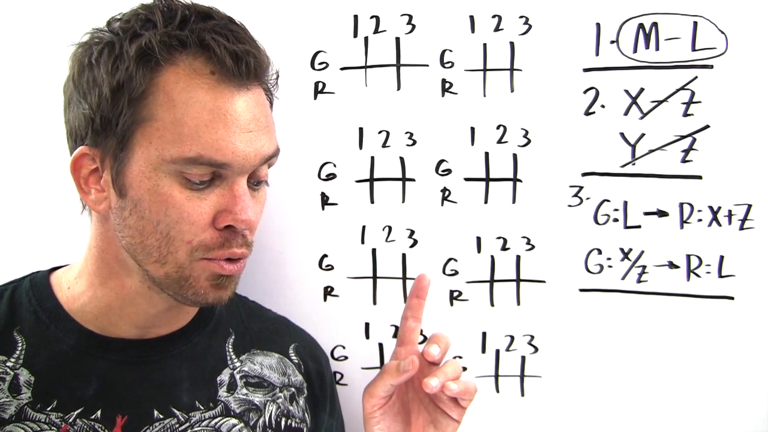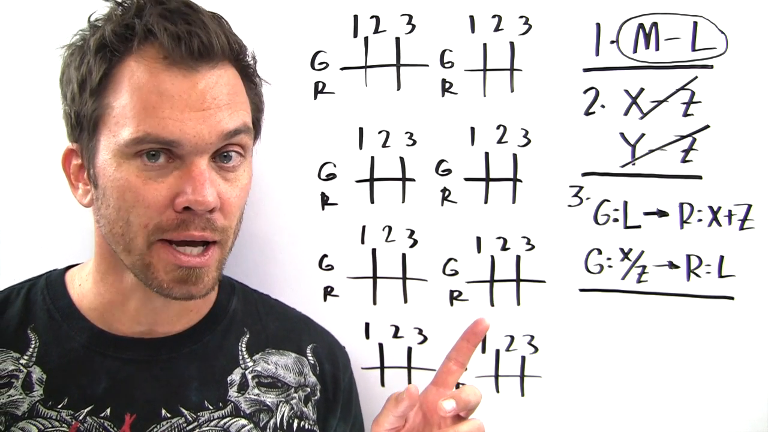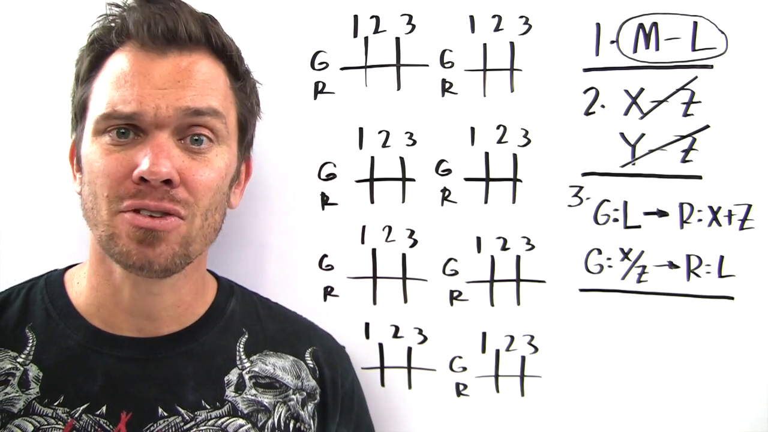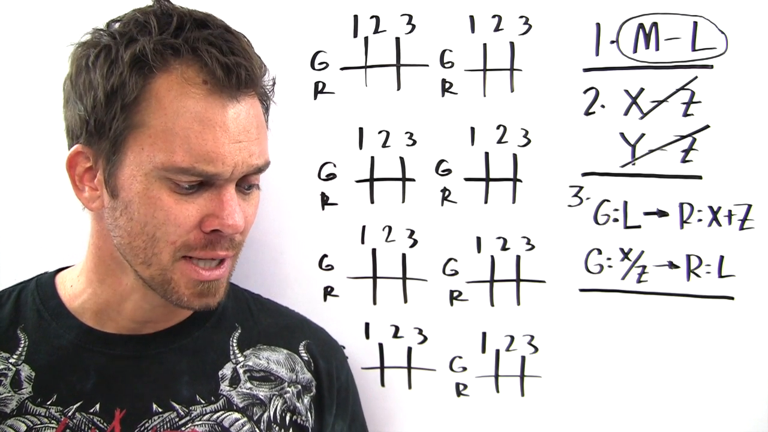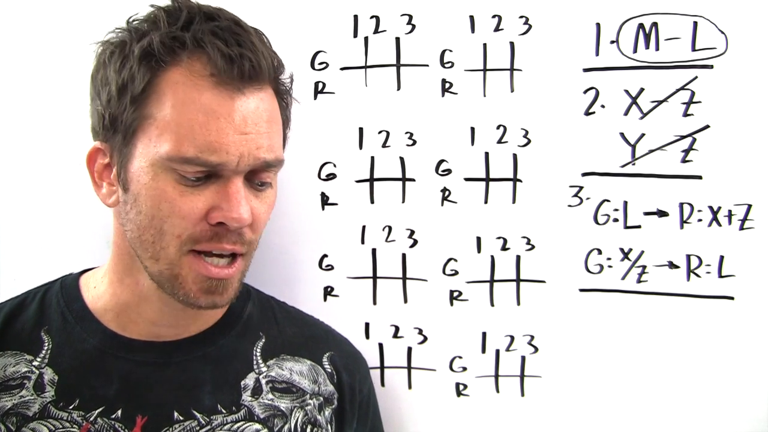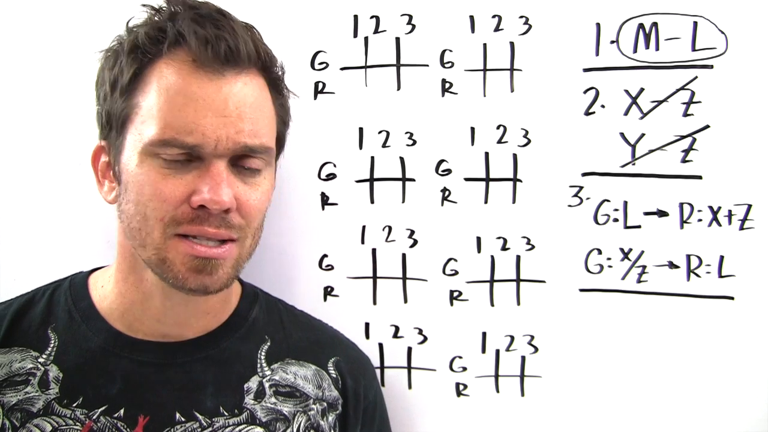Answer choice C breaks your third rule. If you've got gold room containing L, or let's say it the more normal human way, if L is in the gold room, then both X and Z have to be in the rose room. And answer choice C, that's not the case, so you get rid of it. That leaves us with only answer choice A. That's question 8.